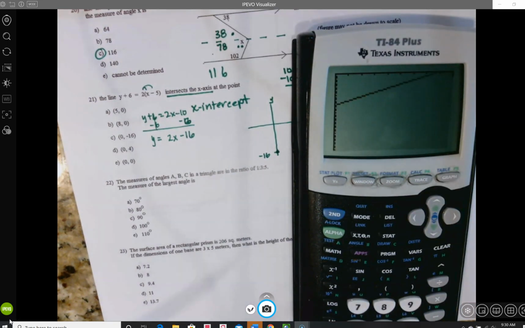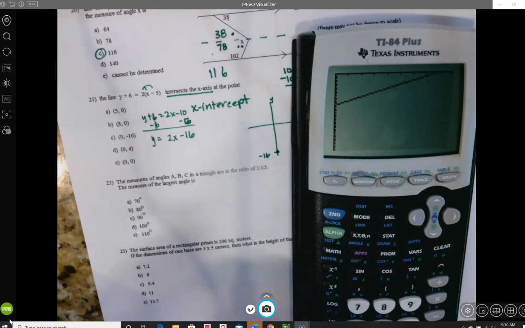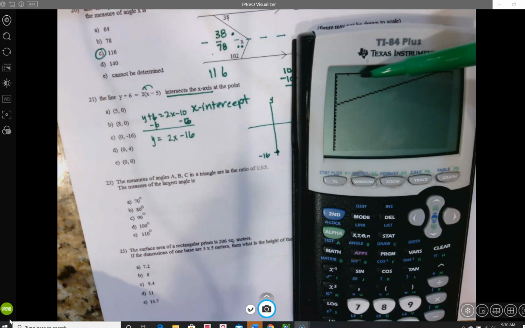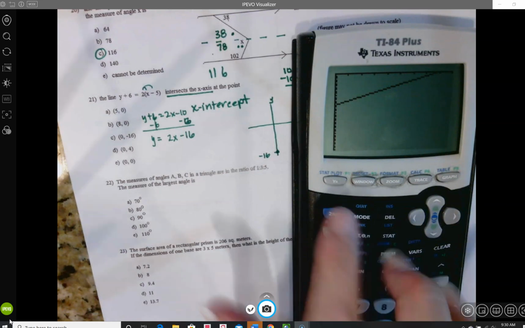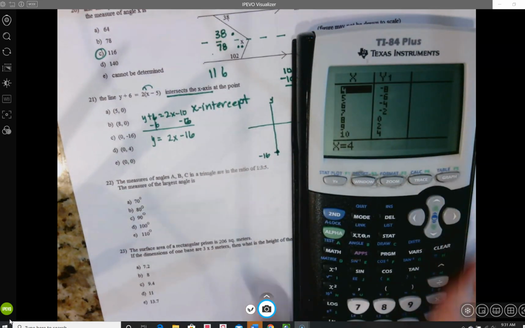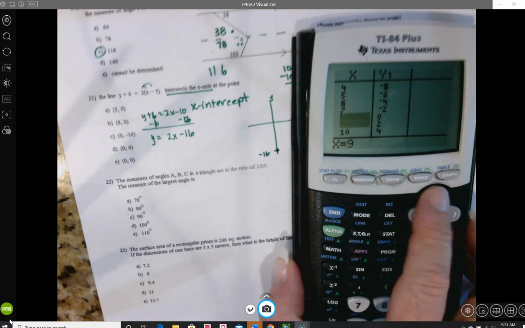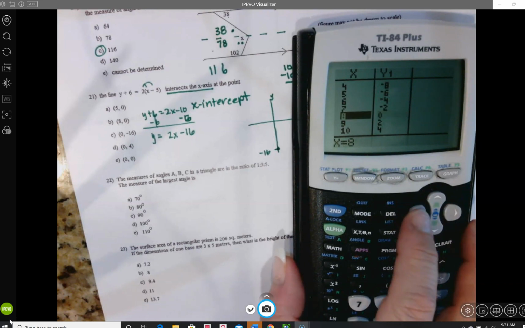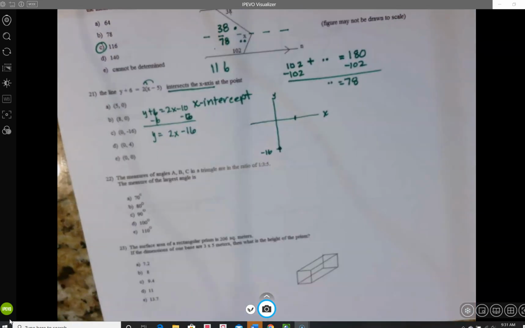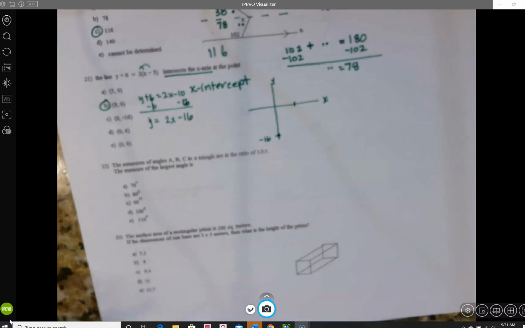And when I graph it, I can see I'm down there at negative 16. And I'm looking for where it crosses the y-axis. So I can visually see 1, 2, 3, 4, 5, 6, 7. I can visually see that it crosses at 8, but I can also hit second graph and look at the table and see that when y is 0, x is 8. So 8, 0 is the coordinates of that point.